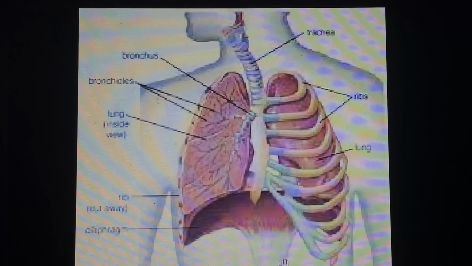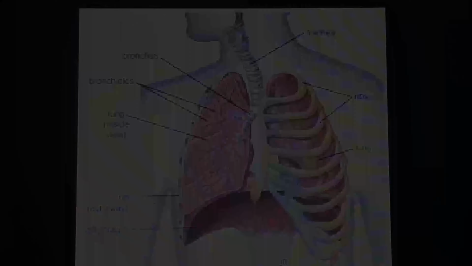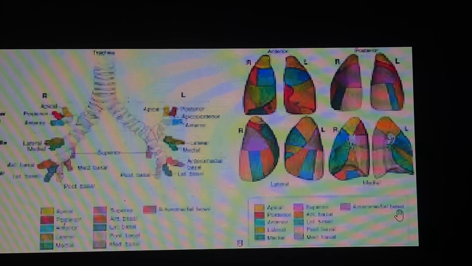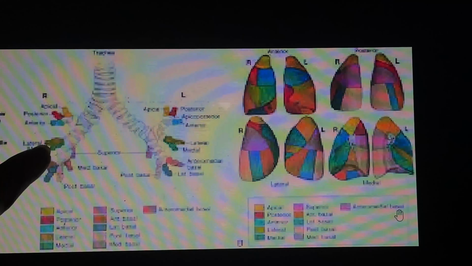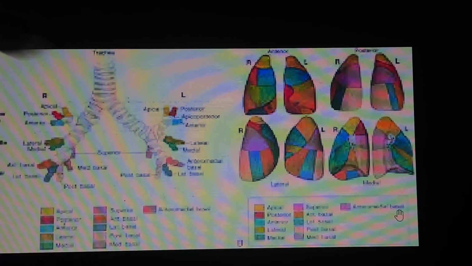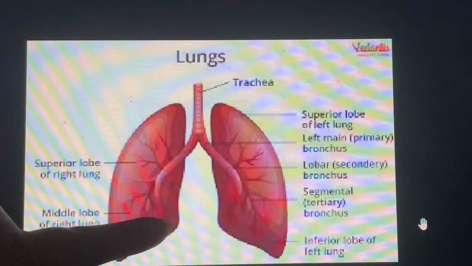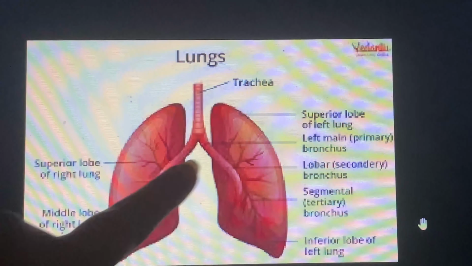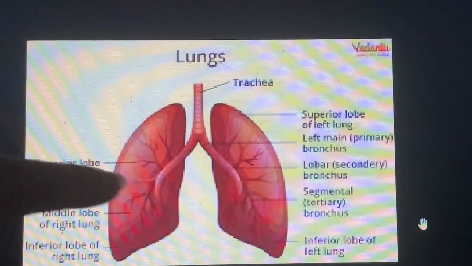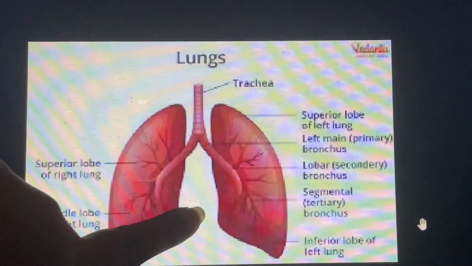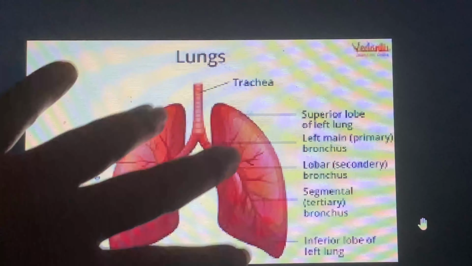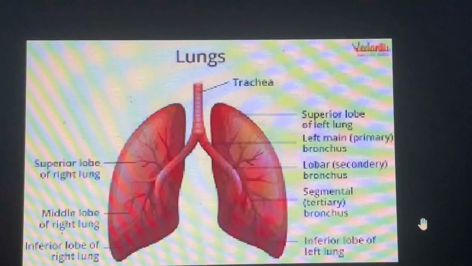Posterior surface also. There are bronchopulmonary segments in each lung. Each lung has 10 bronchopulmonary segments. The covering of the lungs is called pleura, and each lung is covered by its own pleura, and the space in between is called the mediastinum. Okay, this is all about the introduction of lungs.